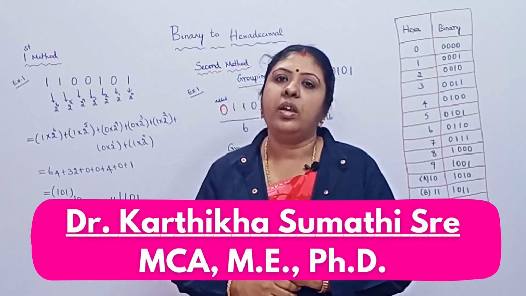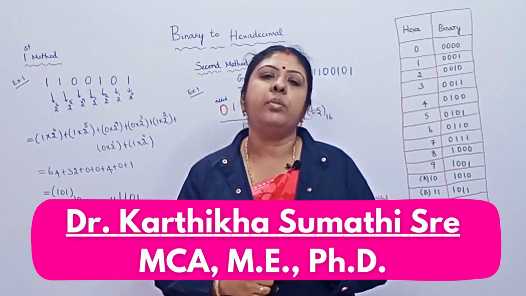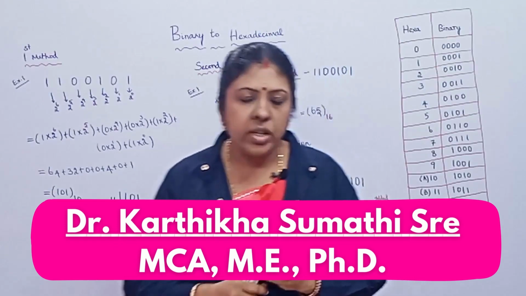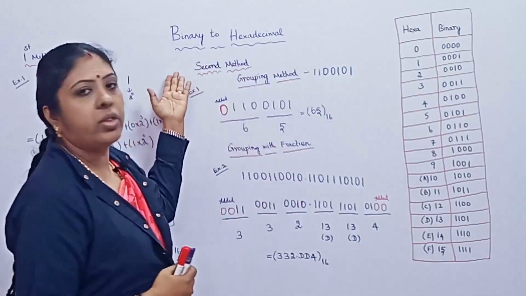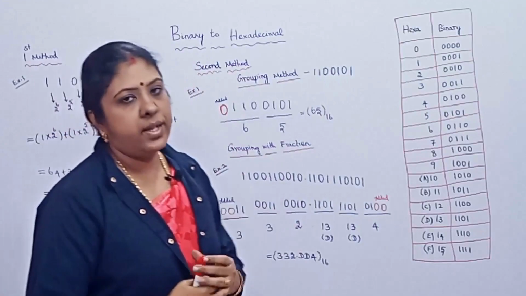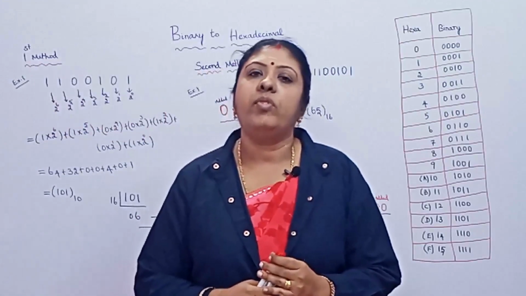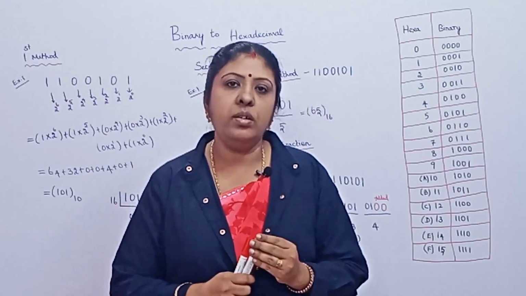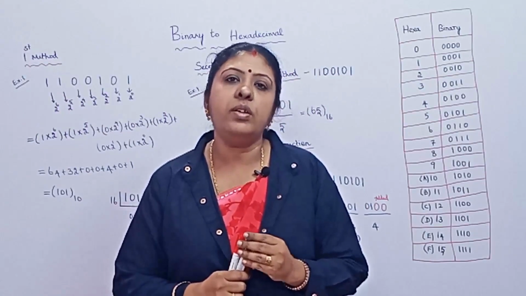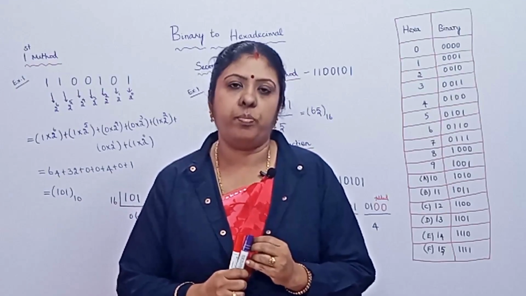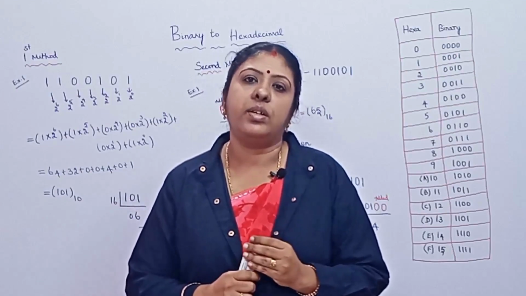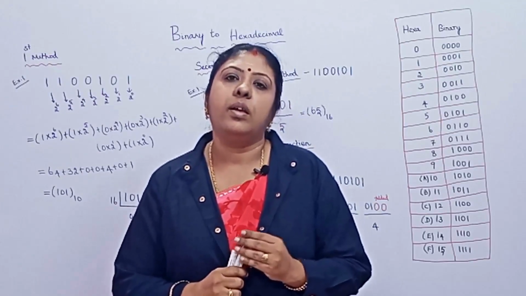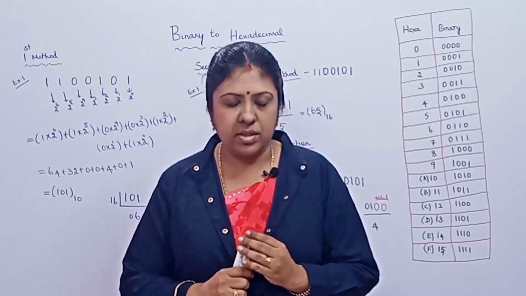In today's video, we had already been discussing the number system conversion in this series. In today's video, we are going to discuss the binary to hexadecimal conversion. We all know that the binary system consists of only zeros and ones, and it is a base 2 number system. Whereas the hexadecimal consists of digits from 0 to 15 and is a base 16 number system.